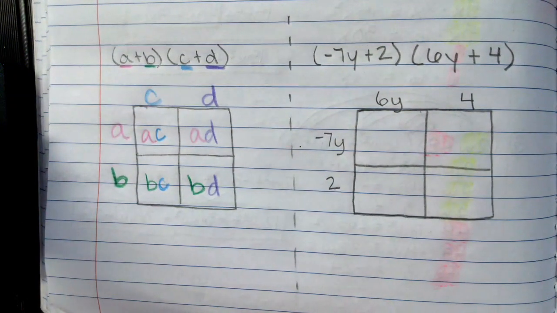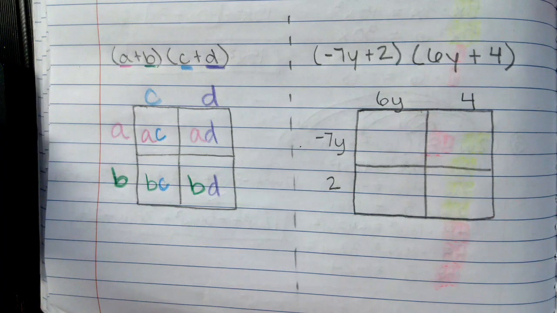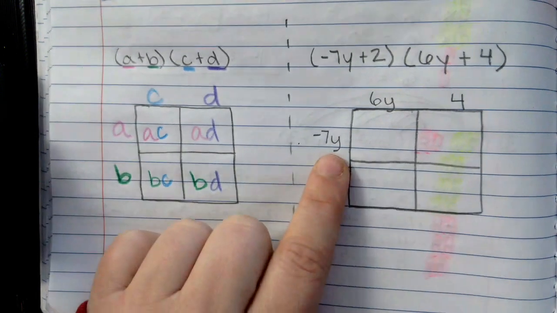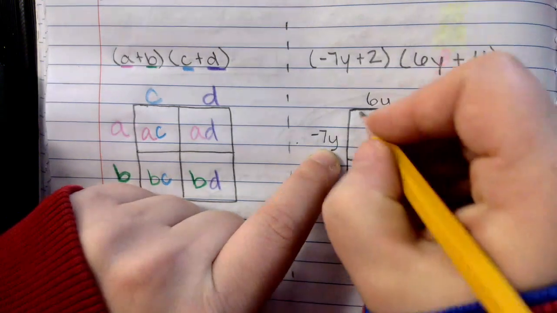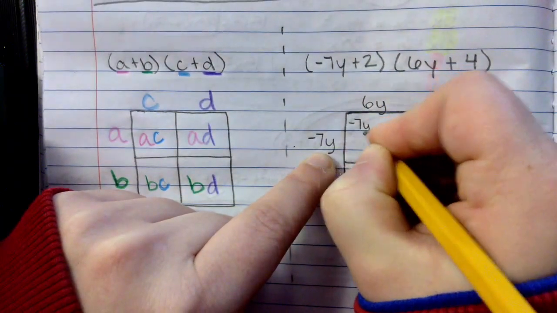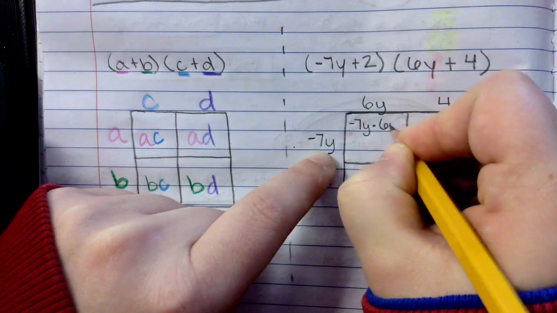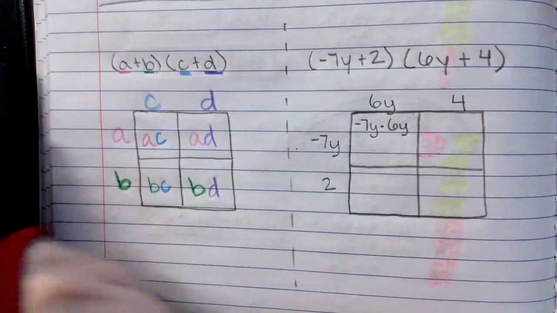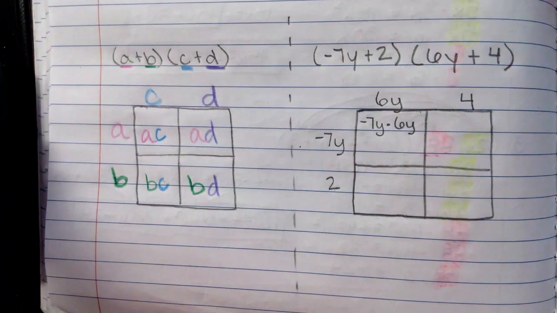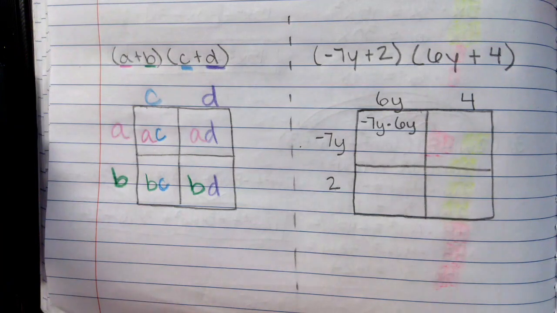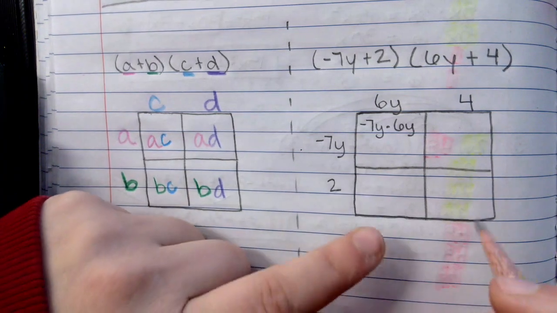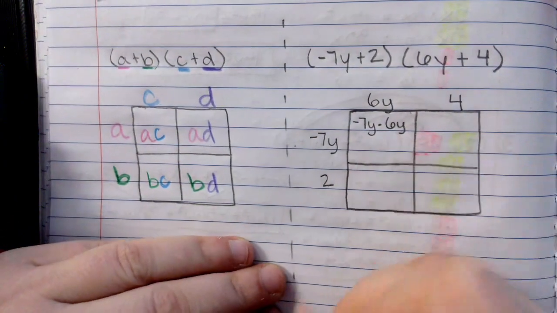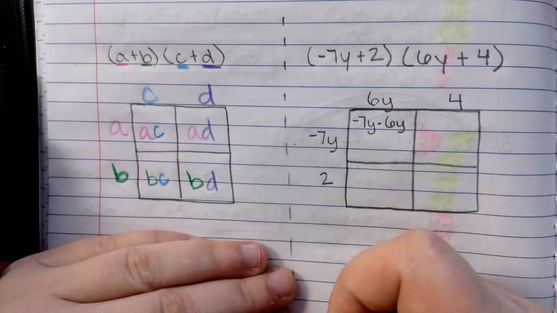If you start in that first box, we'll do negative 7y times 6y. Okay, one more example after this. Negative 7 times 6. 42, positive or negative? Negative 42. And how many y's are in that box? 2.